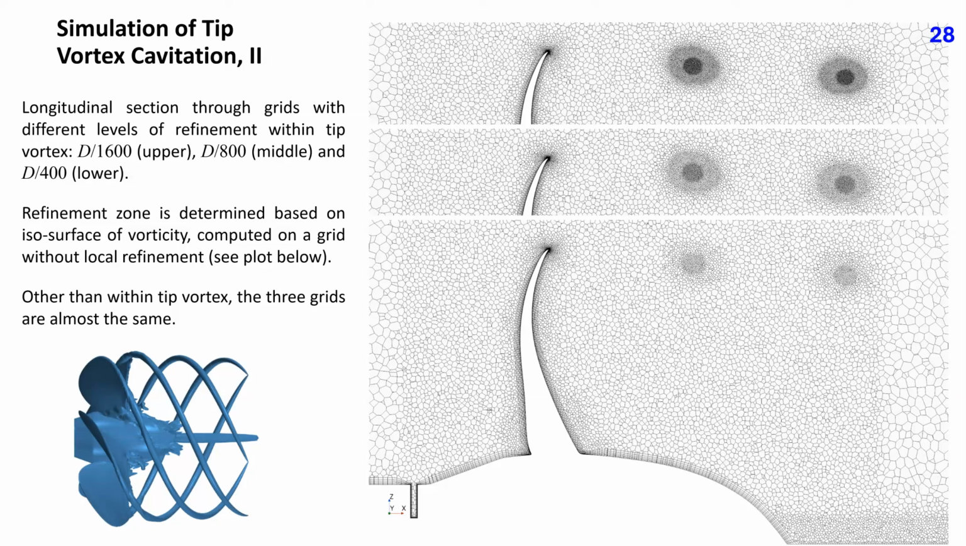The location of the tip vortex could be visualized using vorticity isosurface shown in this plot. This isosurface was used to define the zone in which the grid needs to be locally refined. These three plots show a longitudinal section through grids with different levels of refinement within tip vortex, d over 400, d over 800, and d over 1600. Other than within tip vortex, the three grids are almost the same. The thrust and torque on propeller blade did not change much after the grid was successively refined, but the refinement had a significant effect on cavitation evolution.